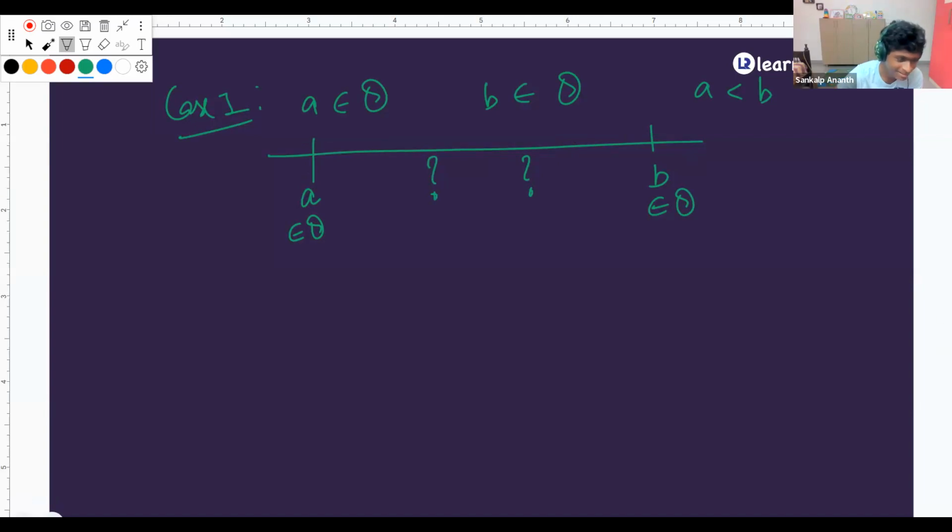Two minutes of silence. What do you think? I want one number which is rational and one which is irrational. How to get? I don't know. So we need one rational and one irrational between these two numbers, between A and B. So we use the formula you told last class.